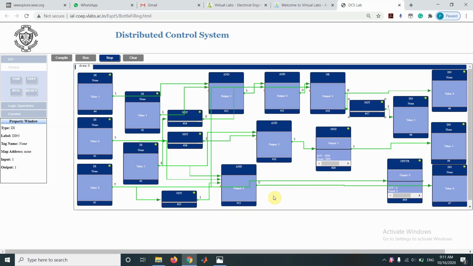Now assuming that the bottle is 90% filled, we toggle the proximity coarse sensor. Now this solenoid coarse valve stops and solenoid fine valve starts filling the bottle. And now assuming that the bottle is 100% filled, we toggle the proximity fine sensor.